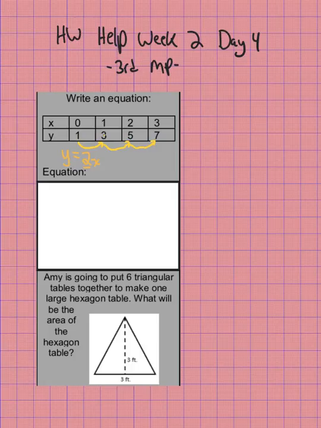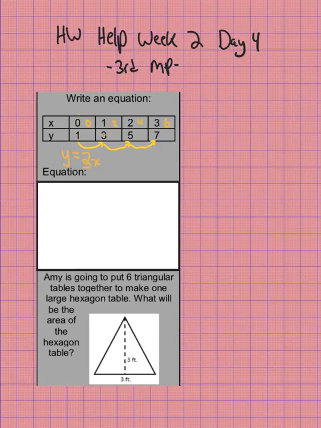So what I'm going to do is multiply each x by 2. And then I have to figure out how to get to y. So 0 times 2 is 0. 1 times 2 is 2. 2 times 2 is 4. 3 times 2 is 6. But then, how do I go to the y from that number?